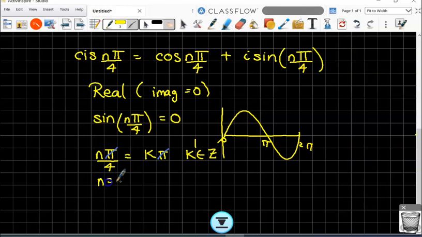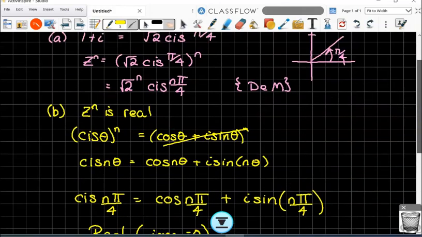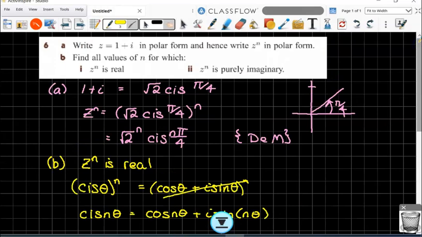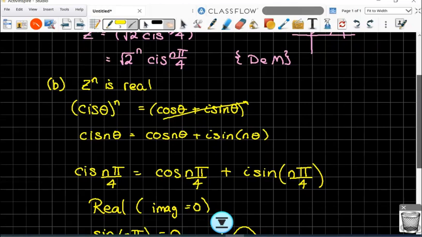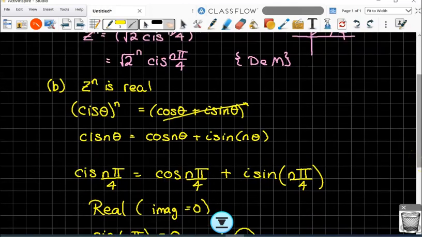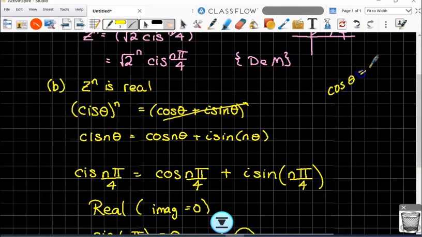Times by... was that right? There you go. And then, of course, when you want to do this one, for when it's purely imaginary, well, clearly that's when the real part has to equal 0. And so it's going to make you stop and think about when cos theta is equal to 0.